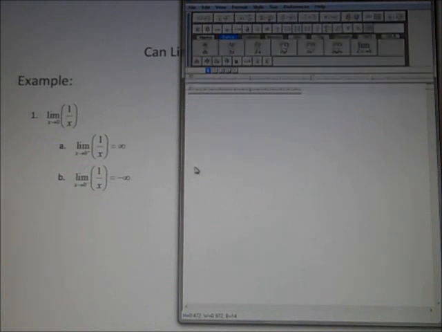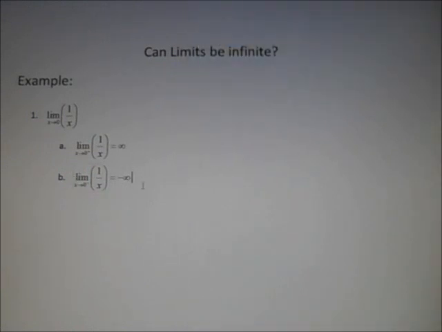So we've done the right hand limit, we've done the left hand limit. I got infinity for one, negative infinity for the other. Now the question is, does this original limit exist? Since these were different, we say that limit does not exist.